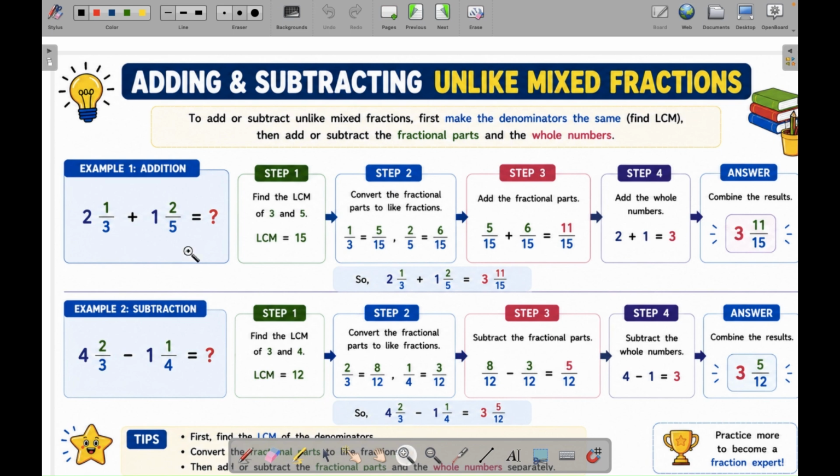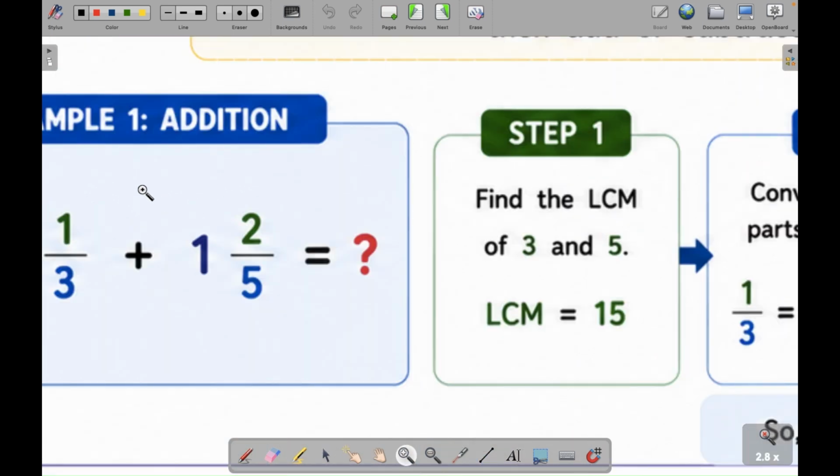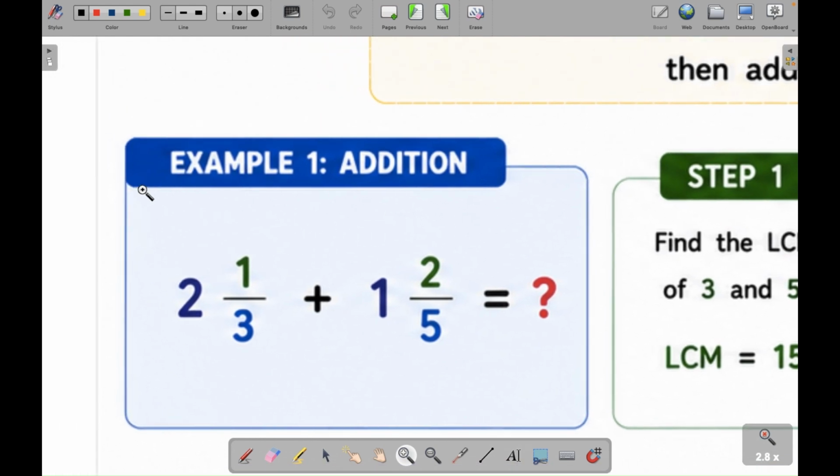Now we know addition and subtraction, and we have done addition and subtraction in the case of like fractions. Now let us see a different example. Here we have two mixed fractions where the fractional parts are not like, they are unlike. How do we approach this question? Here we have to add these two fractions.